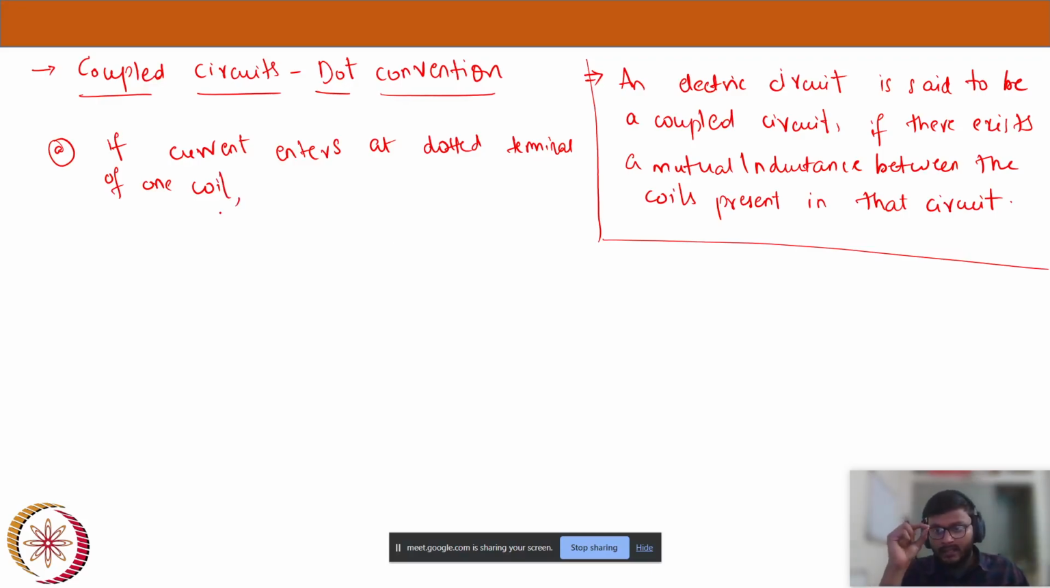Now, there is a coil and we have placed a dot at that coil, and the current may enter or the current may leave from the dot. Based on the current polarity, we should be able to say what is the polarity of the induced voltage. Now we are saying that my current is entering at the dot terminal. If the current is entering at the dot terminal of one coil, then it induces a voltage at another coil. That's how this mutual coupling works, right? So it will induce a voltage at another coil which is having a positive polarity at the dotted terminal.